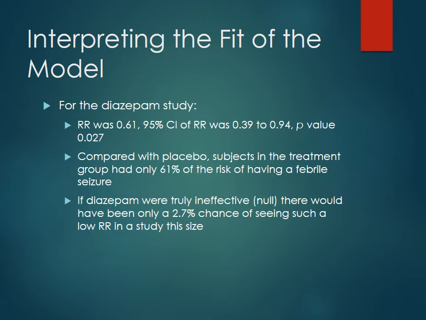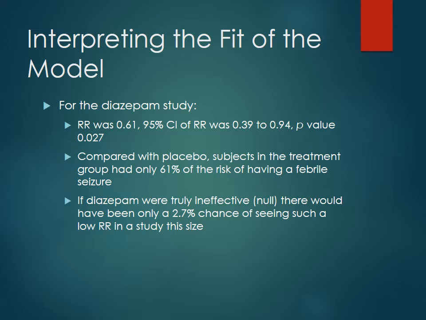So in this case, what we found was the relative risk ended up being 0.61 in the diazepam group. So what do you think that means? Is diazepam effective in preventing febrile seizures? Yeah, so it's less than 1, right? Because we're doing a relative risk, so we're doing a proportion of risk to one another. Because it's less than 1, we would say yes, those patients in the diazepam group had a lower risk of developing a febrile seizure.